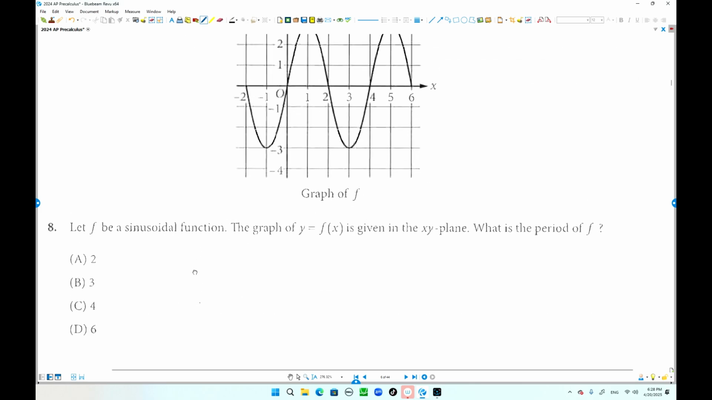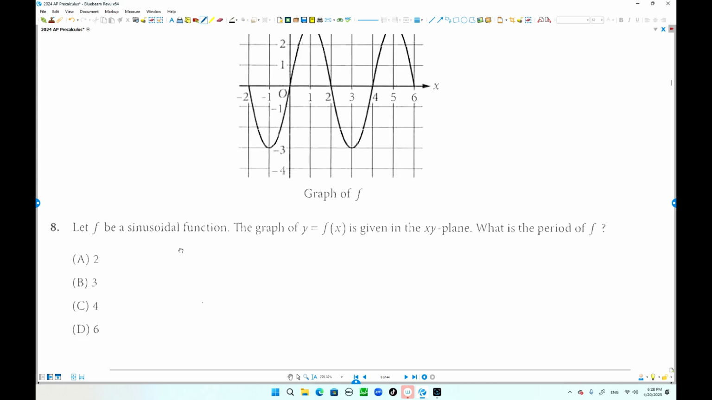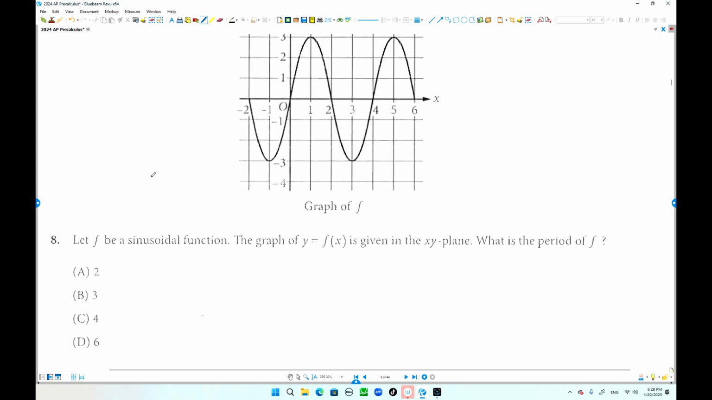Here we go, what's the period? Period is the interval for only one cycle. You can choose this point, again, repeating, right? So this is the period, from here to here for one cycle, okay? That is the definition of period. 0 to 4, 4 is the answer, okay?